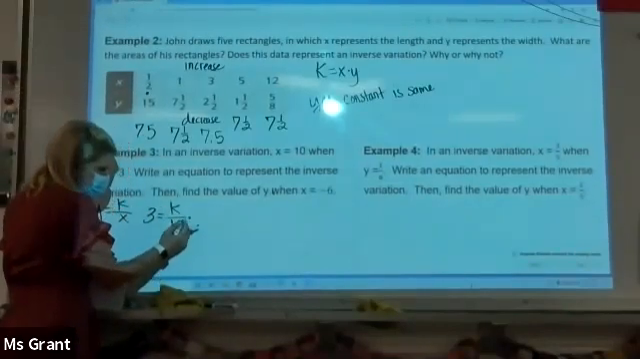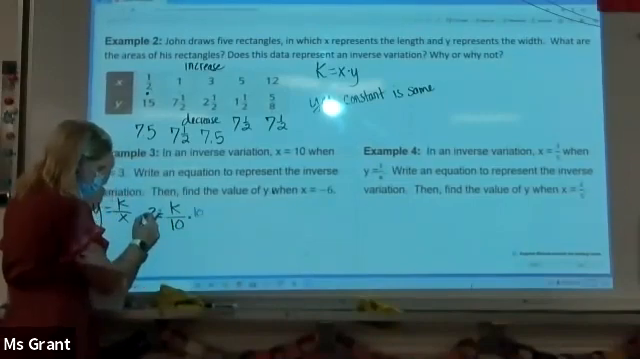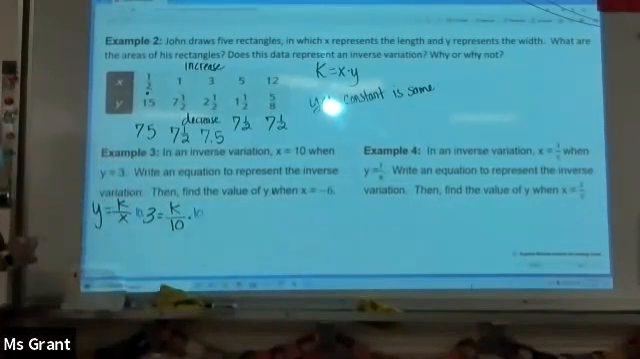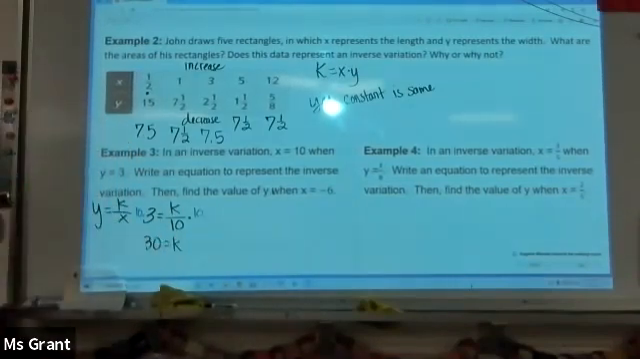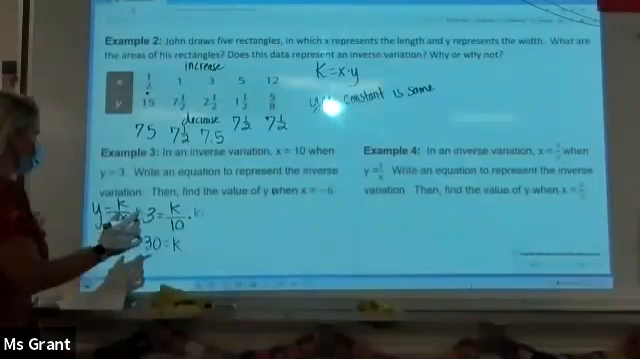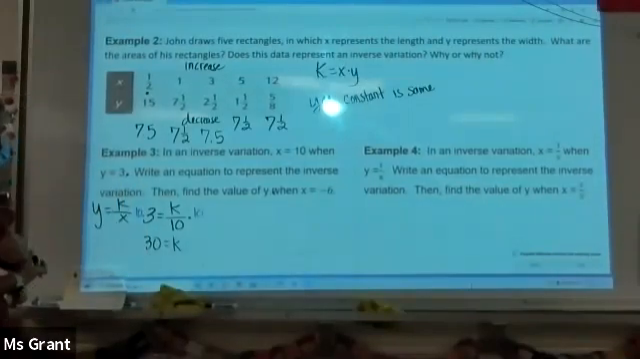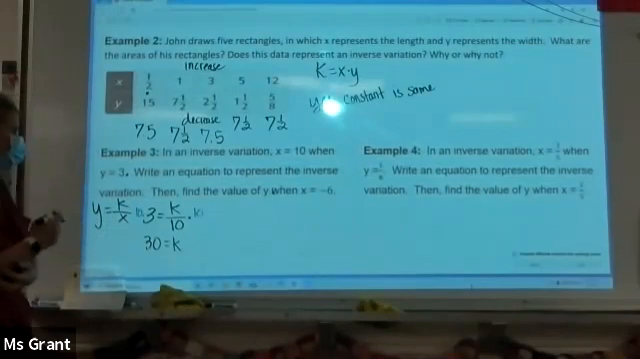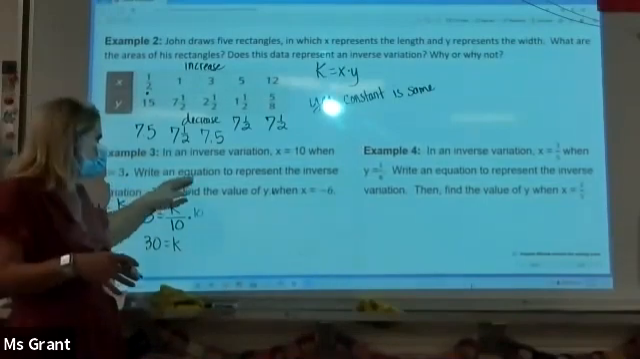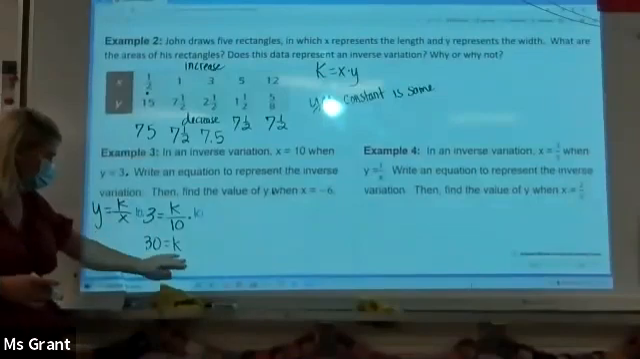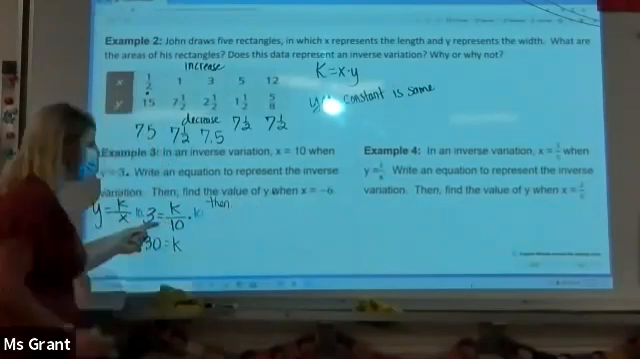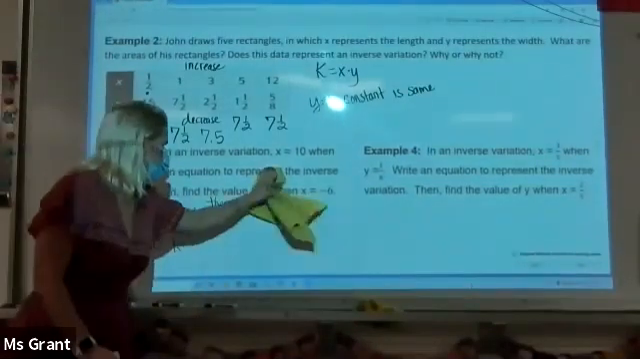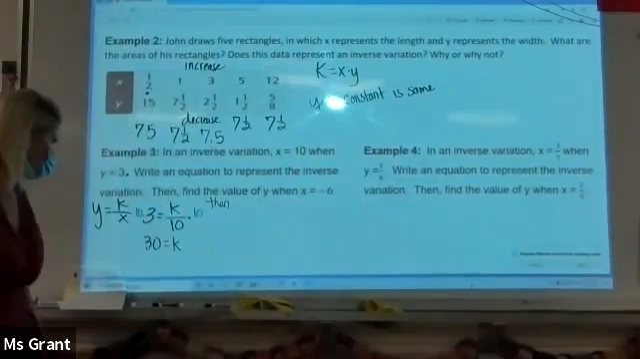That is simply the denominator needs to be canceled out. 10 times 3 is 30. So I'm good, got it. I found my constant. Now write an equation to represent the inverse variation. That's this. Then, here's my then. Find the value of Y. So I want everything to be clean.